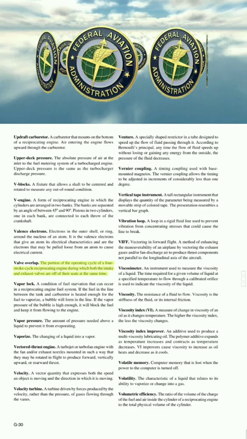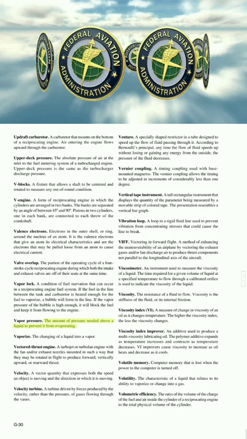Vapor lock. A condition of fuel starvation that can occur in a reciprocating engine fuel system. If the fuel in the line between the tank and carburetor is heated enough for the fuel to vaporize, a bubble will form in the line. If the vapor pressure of the bubble is high enough, it will block the fuel and keep it from flowing to the engine. Vapor pressure. The amount of pressure needed above a liquid to prevent it from evaporating. Vaporize. The changing of a liquid into a vapor.